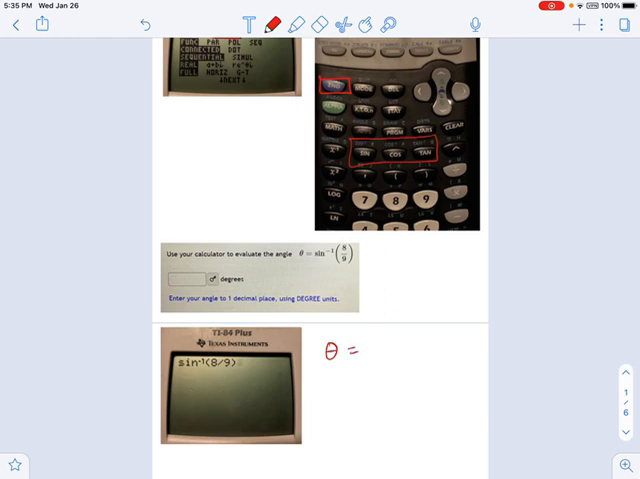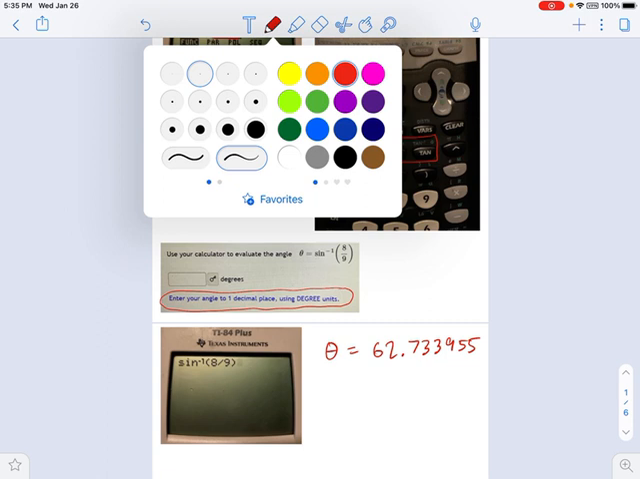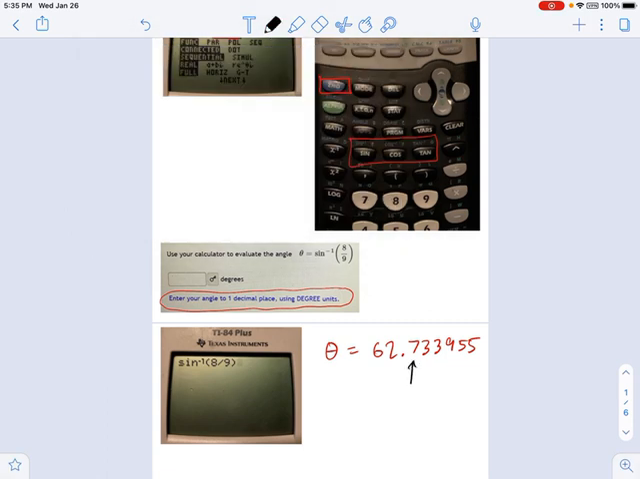Theta equals, and the calculator just spit out 62.73395, and so on. Now, this answer needs to be written to one decimal place using degree units. We've already got the degrees covered, but just a review of rounding. When you're rounding, one decimal place means this digit right here, so 0.73 rounds to 0.7. I can just say 62.7. Although if you entered the whole big thing from the calculator, you would still get marked right. It's not going to mark you wrong if you said 62.73 for your answer, okay? If you put that down, you'll still be marked correct.